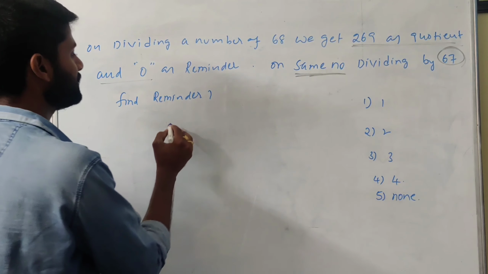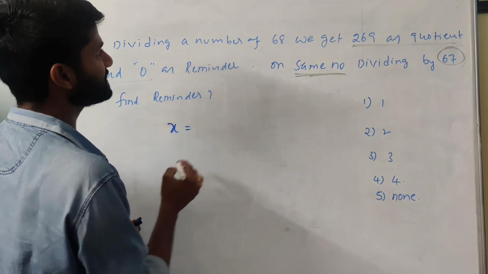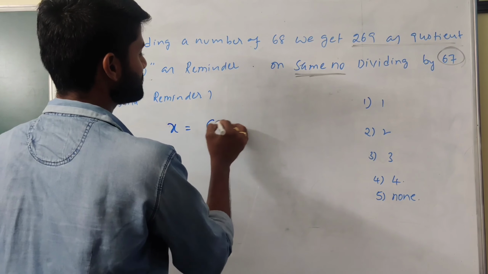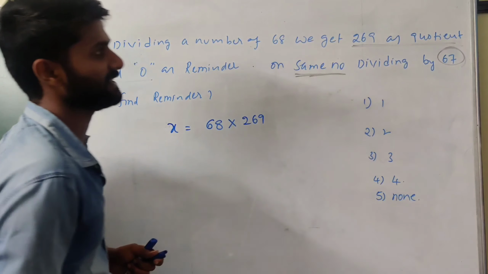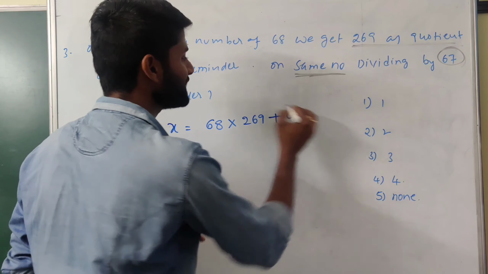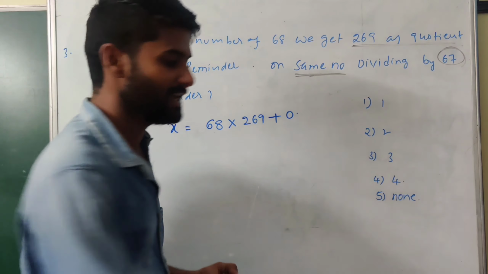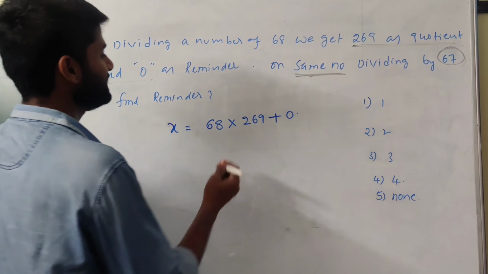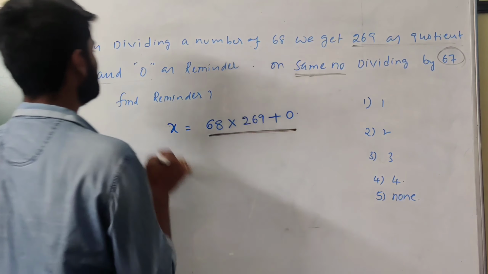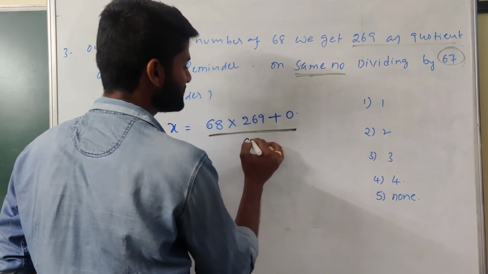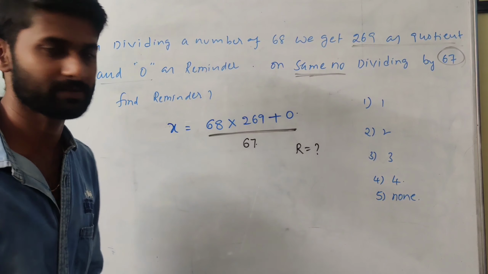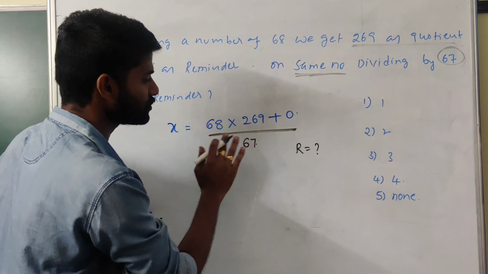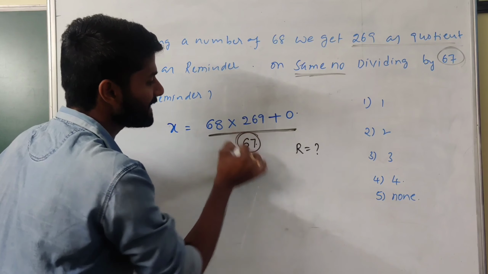Then see, we know that the number is a multiple of 68: 68 into quotient 269, and we get remainder 0. He said that this particular number, when divided by 67, how much remainder do we get? That is our question. Then see, don't multiply these numbers. Go with a direct calculation.